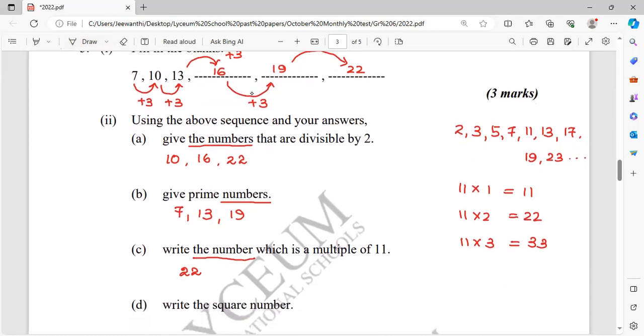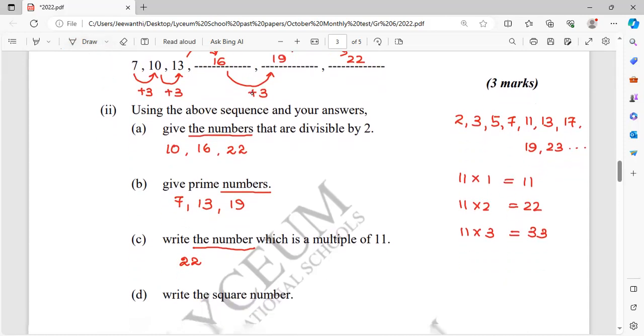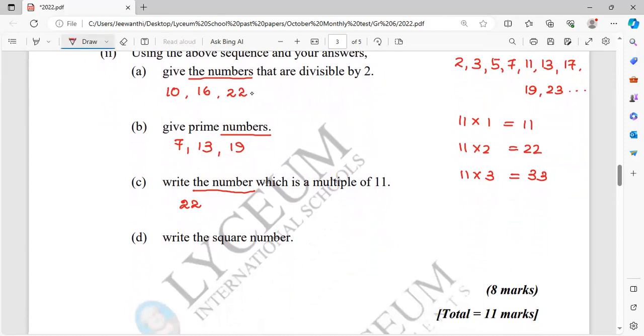Right? So then the last one, write the square number. What are square numbers, children? You multiply a particular number by itself, right? 1 multiplied by 1 gives you 1. 2 multiplied by 2 gives you 4. 3 multiplied by 3 gives me 9. And 4 multiplied by 4 gives me 16. And 5 multiplied by 5 is 25.